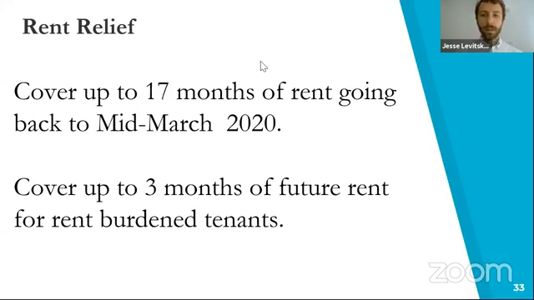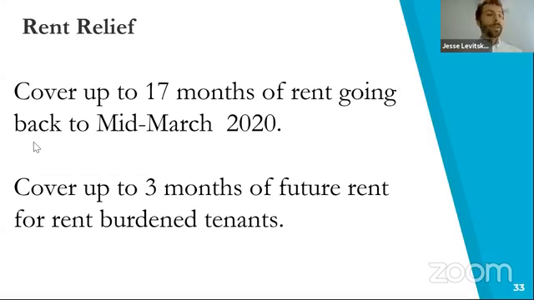Now, once you submit all those documents and the application is complete, ERAP can cover up to 17 months of rent going back to mid-March of 2020. That is to say, any missed rent starting at mid-March of 2020 going all the way up to now, August of 2021. If the tenant proves that they are still rent burdened, ERAP will also pay up to 3 months of future rent.